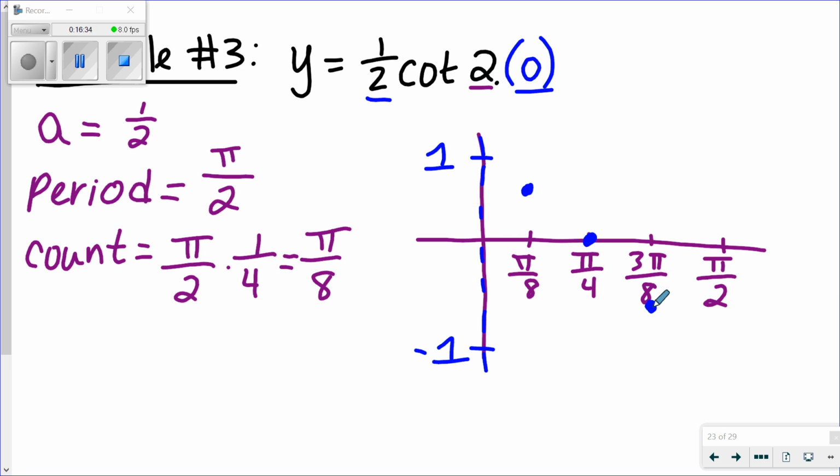Plugging in pi over 2, we've got 2 times pi over 2, which is pi. Cotangent at pi is undefined, which means we have another vertical asymptote.